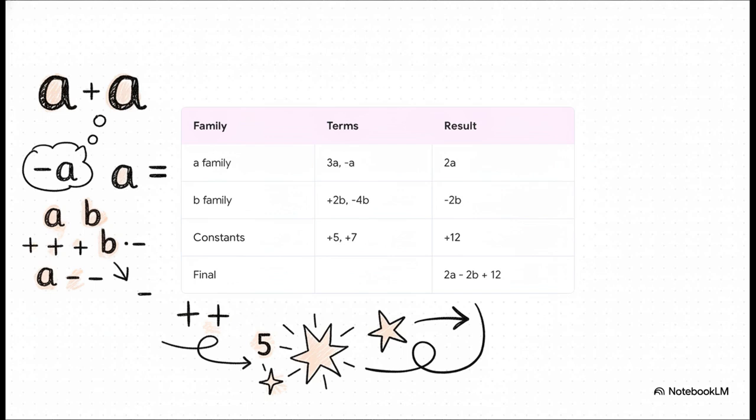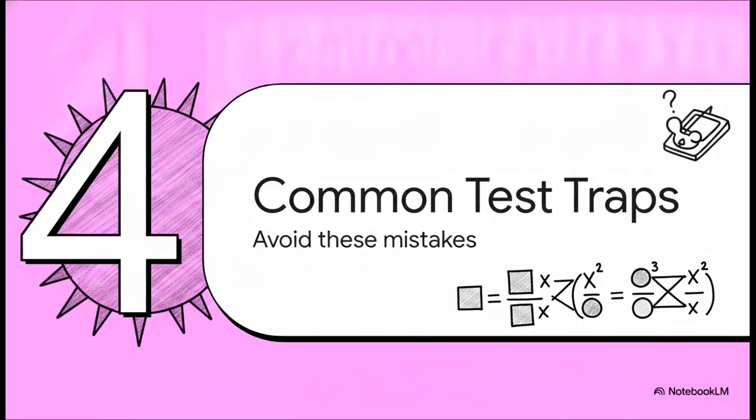Next, the b family. Positive 2b and negative 4b gives us negative 2b. Finally, our reliable constants. Positive 5 and positive 7 equals positive 12. Bring the families together, and our final result is 2a minus 2b plus 12. Everything is beautifully sorted. Finally, Section 4, Common Test Traps.